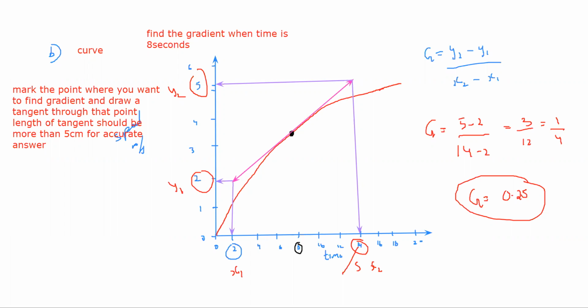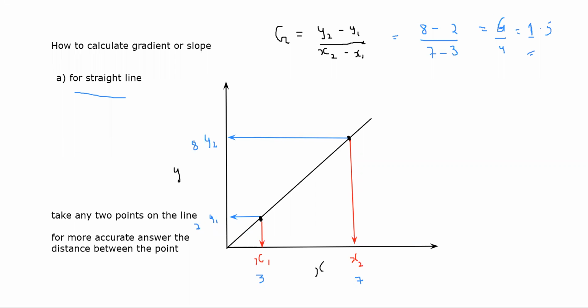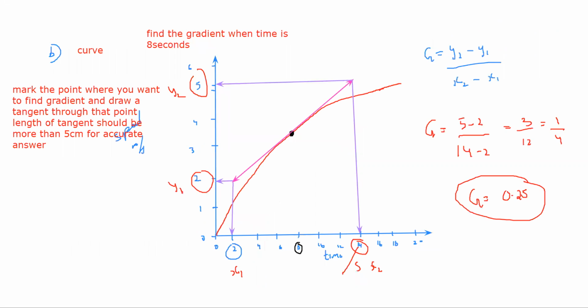Any doubt in how to calculate the gradient? So if it's a straight line, the formula is the same, but for a straight line, take any 2 points and find the gradient. But if it's a curve, then you have to take one point where you're finding a gradient. Why? Because different points have a different gradient. And normally it is specified in the question which point you're finding a gradient.